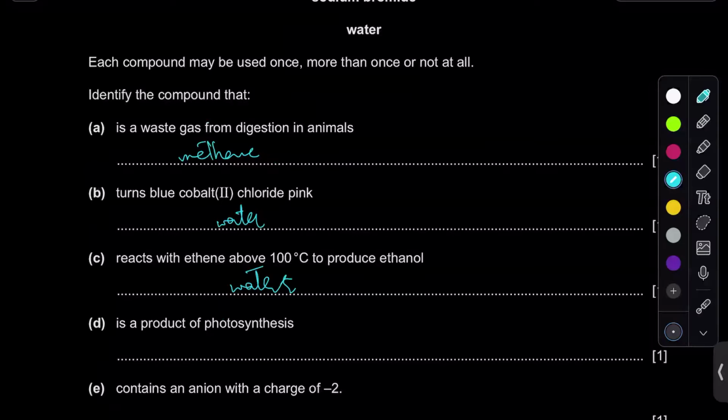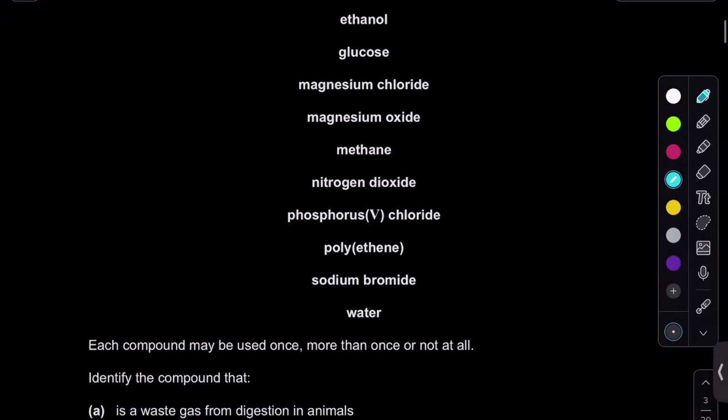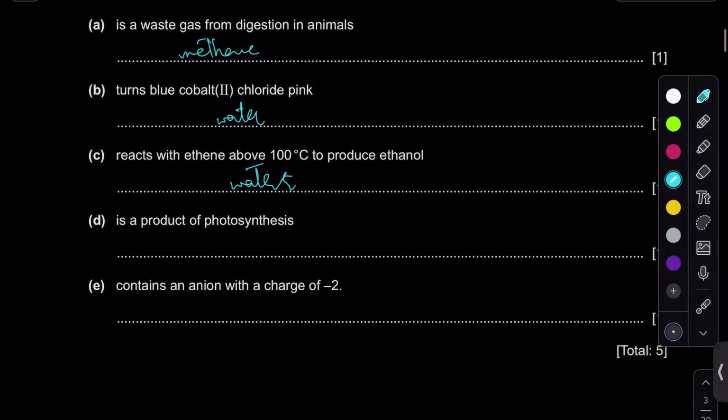Is a product of photosynthesis. There's two products of photosynthesis. One is oxygen, the other is glucose. So we don't have oxygen here, so glucose is the answer.